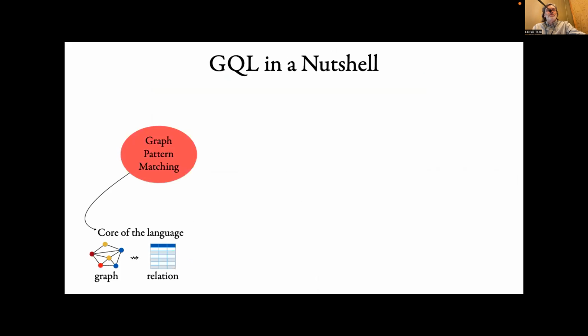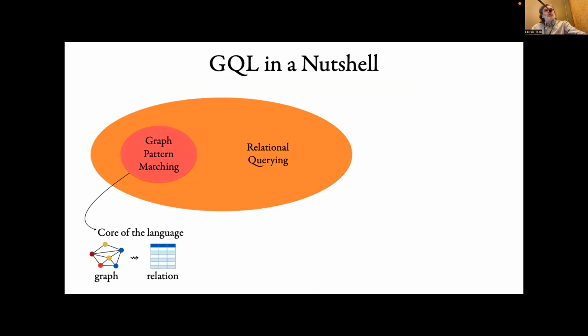Okay, so what's GQL in a nutshell for academics? Of course, we already know this. Pattern matching is the core, and pattern matching takes a graph and throws it into a table. Then on top of this, we have relational querying, right?